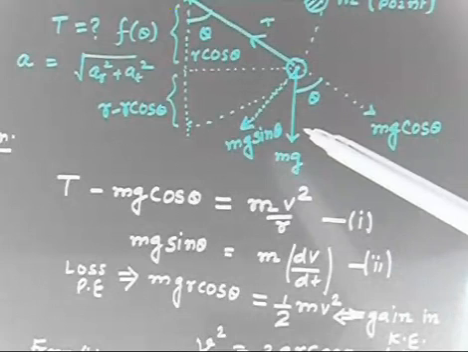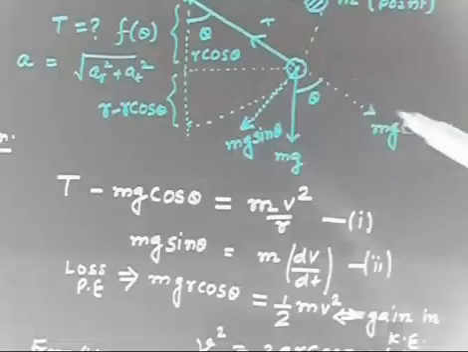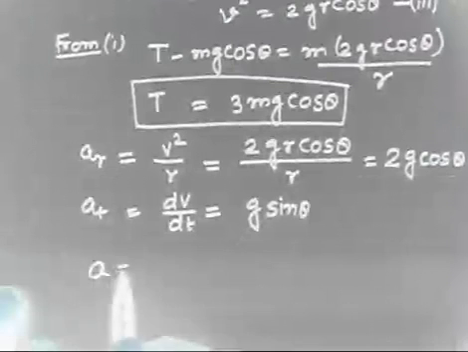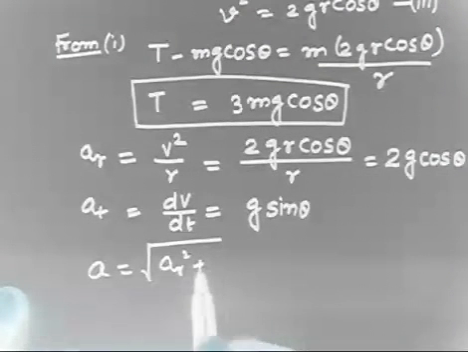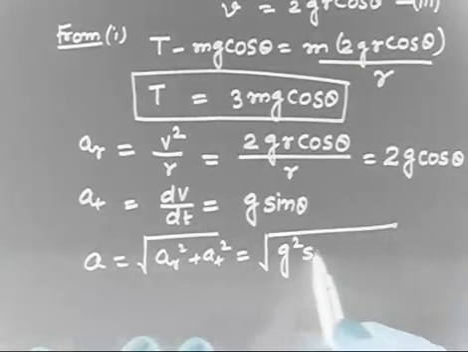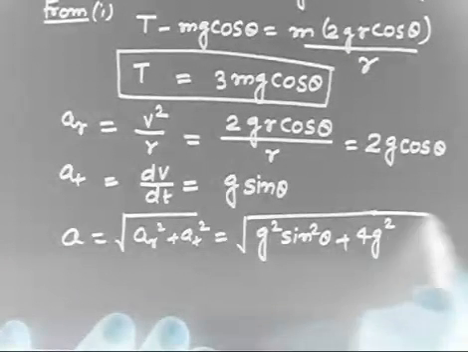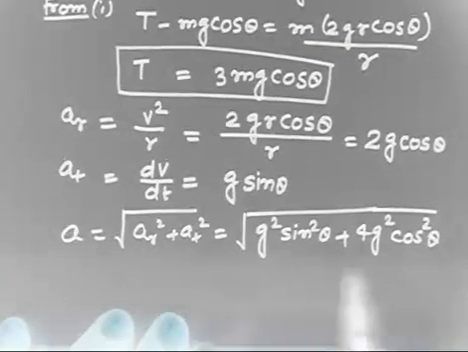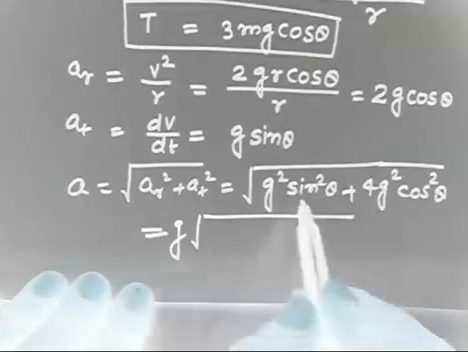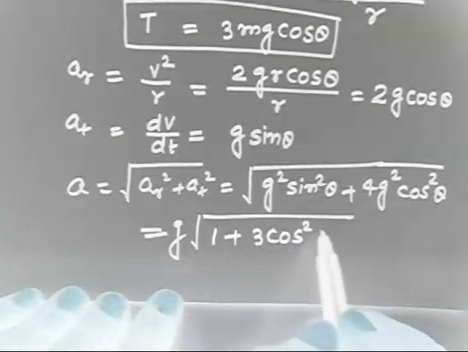So if you have theta as a function, this is g sin theta, and v square by r in this direction you have. So you can calculate total acceleration. Total acceleration is nothing but under root ar square plus at square. So this becomes g square sin square theta plus 4g square cos square theta. Taking g common, sin square theta plus cos square theta is 1, plus 3 cos square theta.